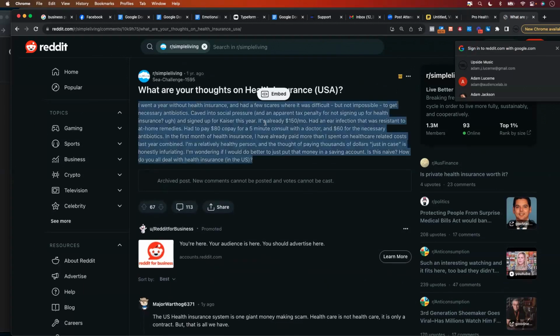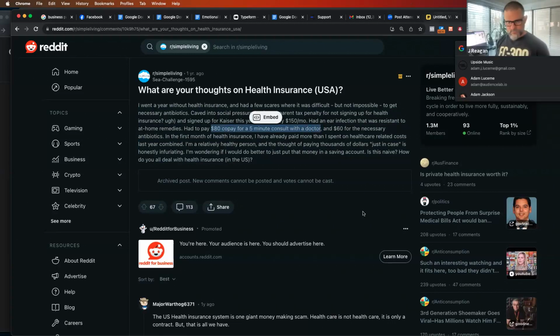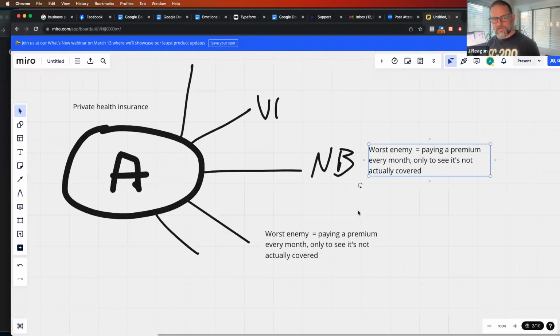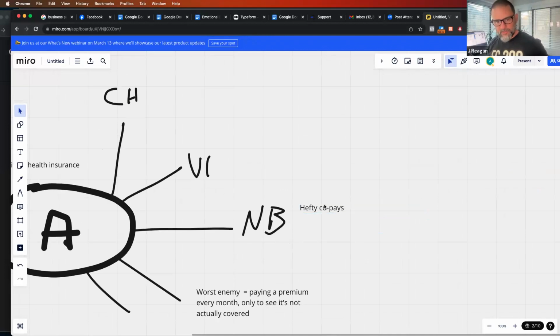So when youth health insurance had a scare, it was difficult, and they had to co-pay for a 5-minute consult with a doctor, right? That is a really good example of a worst enemy. And the catastrophic one too: I pay hundreds of dollars a month for this premium, and then I have to have surgery and it doesn't cover anything. That's probably a worst scenario.